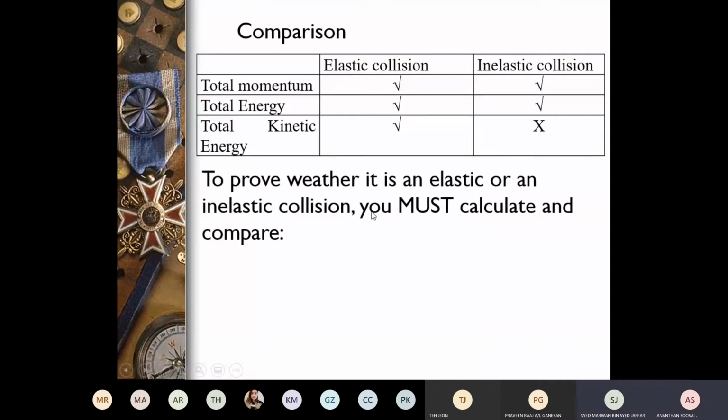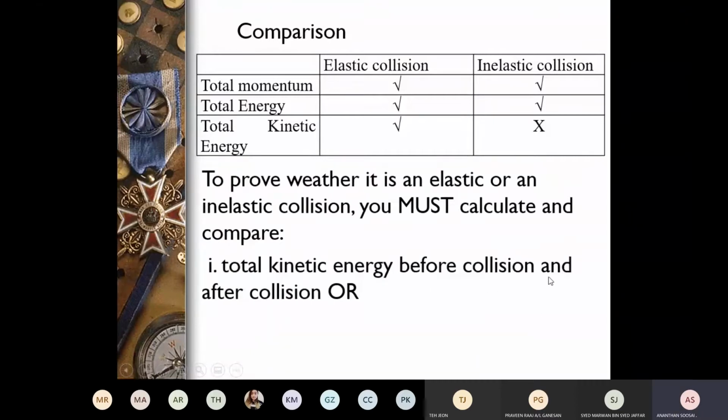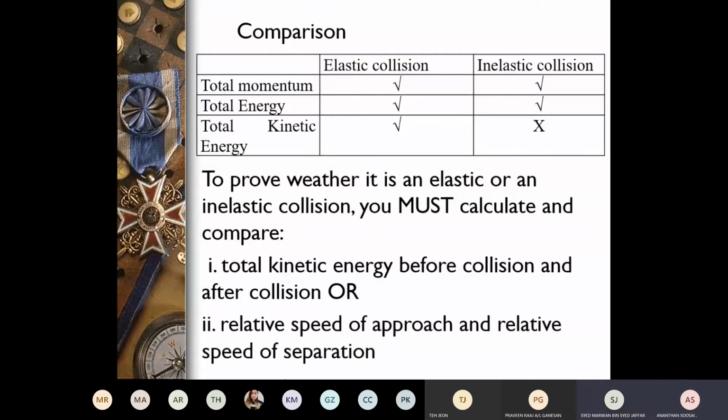To prove whether it is elastic or inelastic, you must calculate and compare the total kinetic energy before collision and after collision. You must calculate half M1 U1 squared plus half M2 U2 squared, and check whether it is the same as after collision: half M1 V1 squared plus half M2 V2 squared. Or now you have a new idea: check the relative speed of approach. Is it the same as the relative speed of separation? If it's the same, then it's an elastic collision. This is the new approach, and I think you'll find it easier.